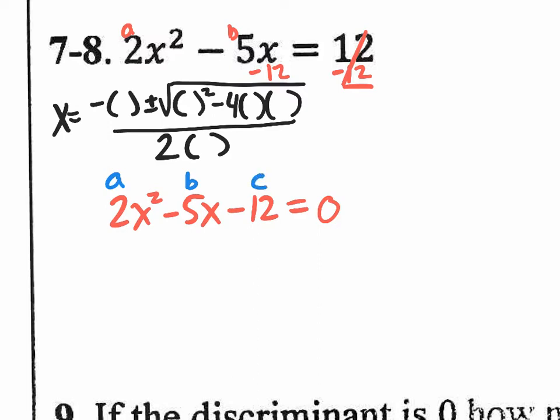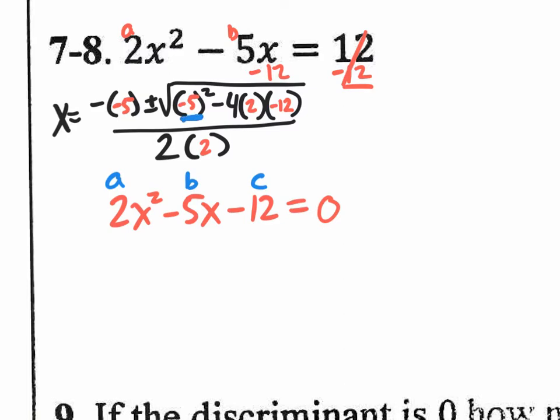So now we could plug in our a, b, and c values into the above quadratic formula that has parentheses instead of the variables. So it's negative b, which is negative 5, plus or minus square root of b squared, which is negative 5 squared, minus 4 times a, which is 2, times c, which is negative 12, all divided by 2 times a, which is 2. So let's begin with the discriminant.